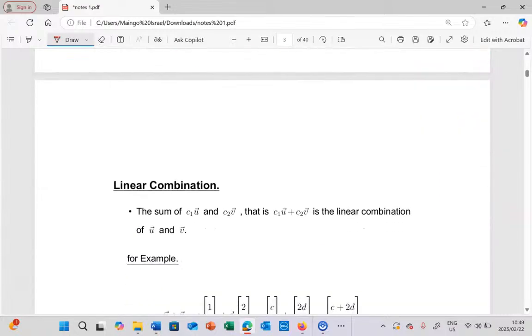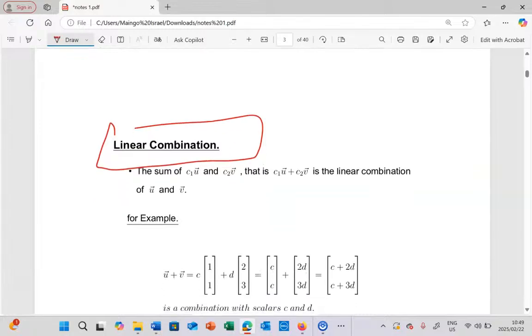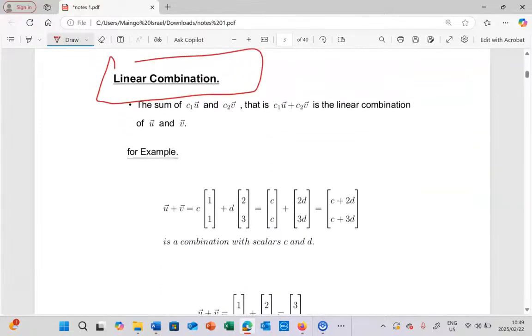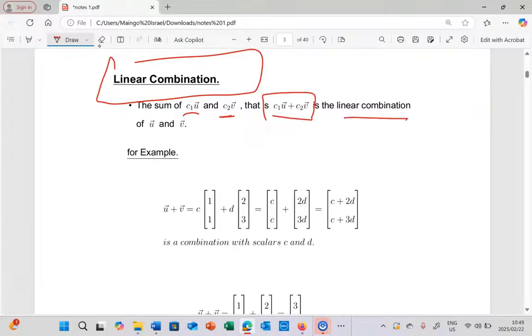Now let's talk about a well-celebrated subtopic in linear algebra called linear combination. The linear combination is the combination of vector addition and scalar multiplication. So the sum of c1 u and c2 v, that is this. If we add them together, this is what is called the linear combination of two vectors, vector u and vector v.